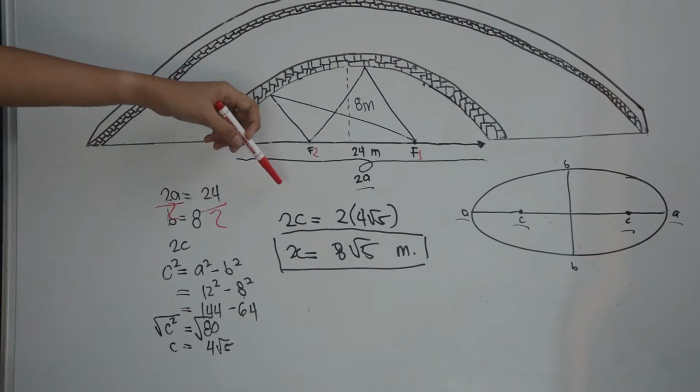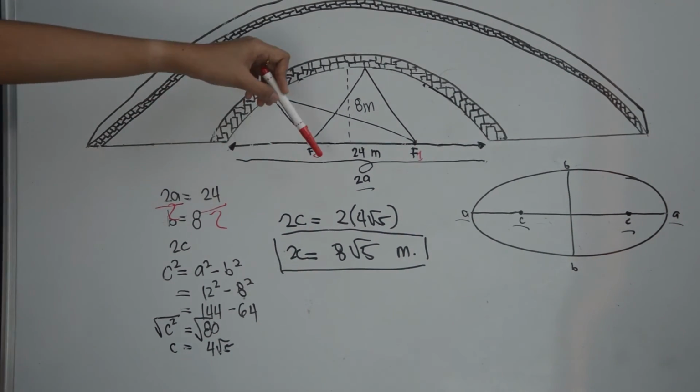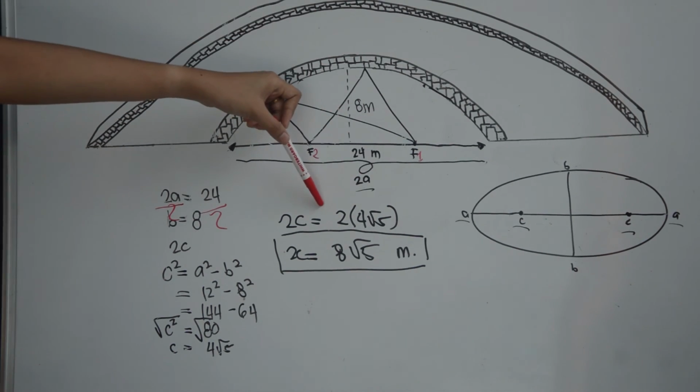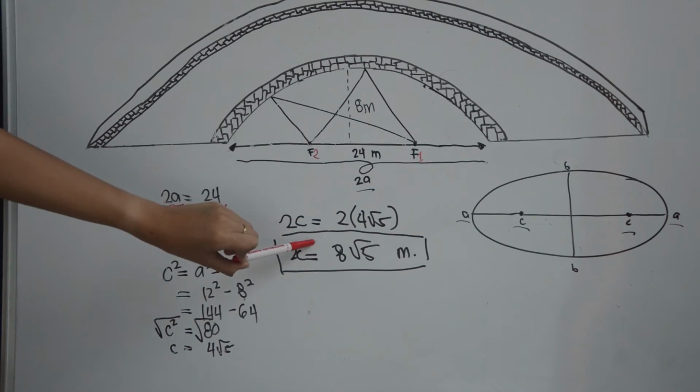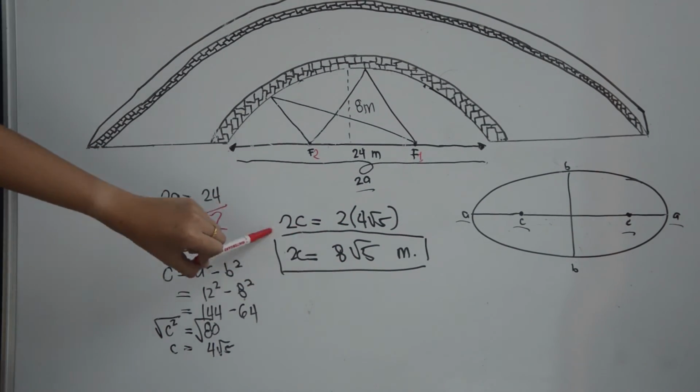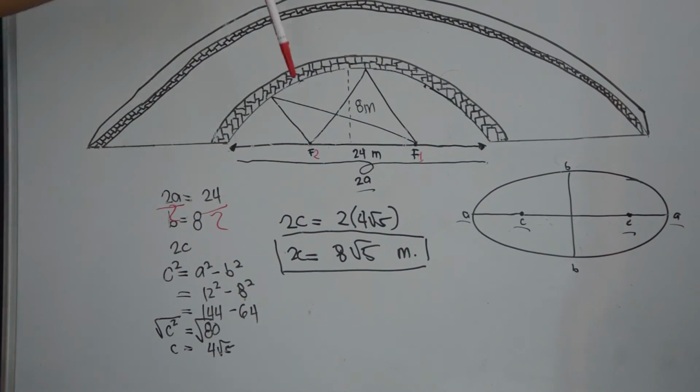So in order to find our 2c, we just have to substitute the value of c. So we have 2 multiplied by the value of 4 square root of 5, which is 8 square root of 5, which is now our 2c, or the distance from this focus to this focus.